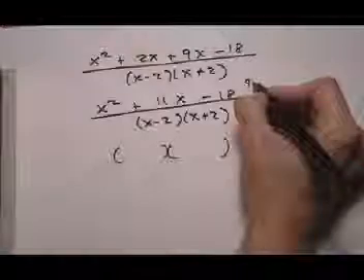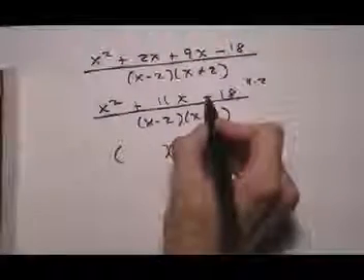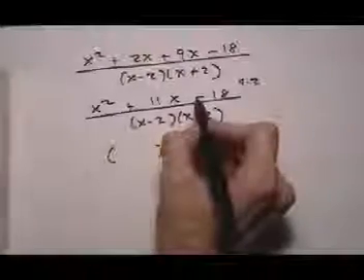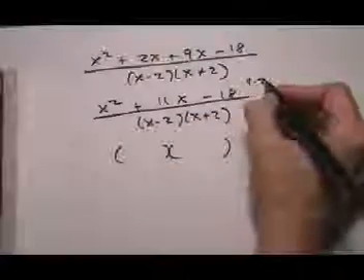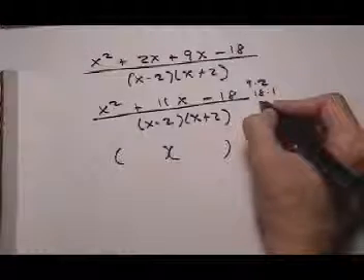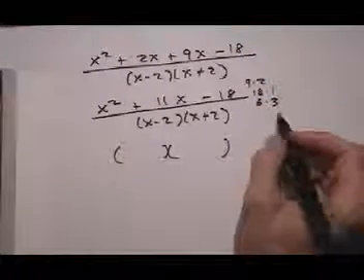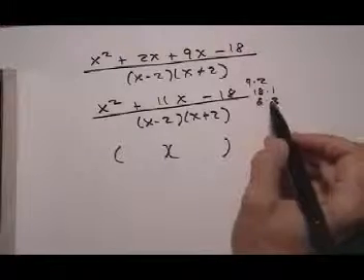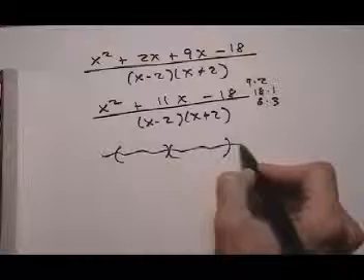Factors of 18 are 9 times 2. And they're going to have to be opposite signs to get the minus here, and we want them to add up to a positive 11. So 9 times 2 doesn't work. 18 times 1, that's not going to work. 6 times 3, that's not going to work either. So it looks like we're not going to get factoring to work here.